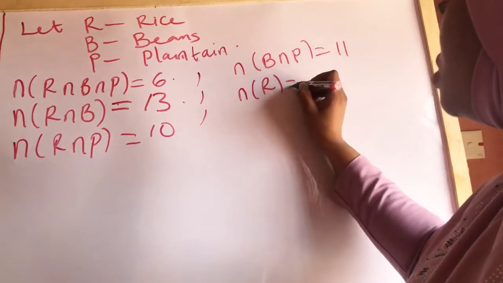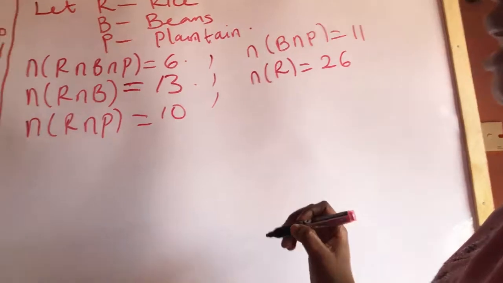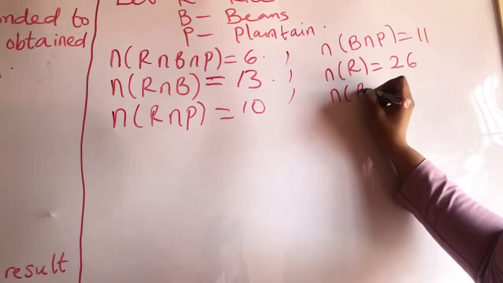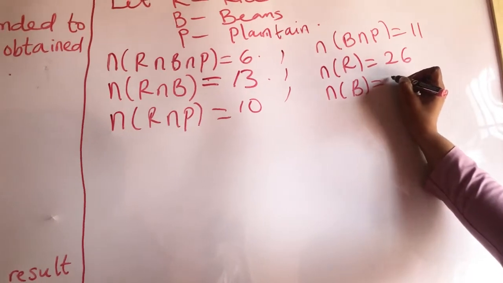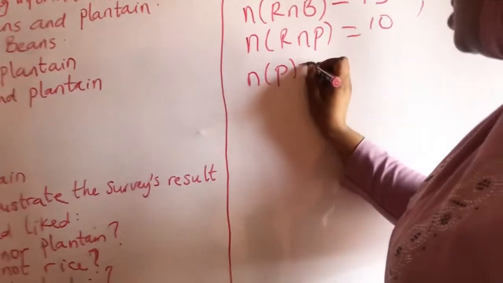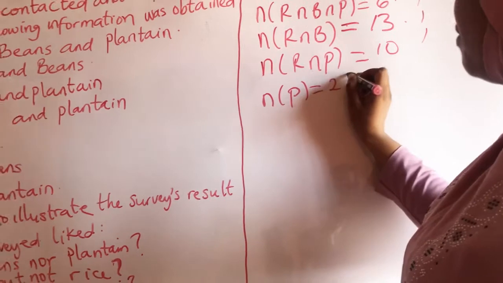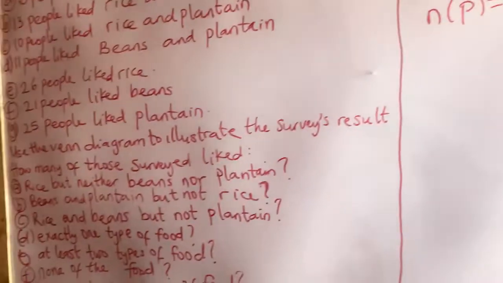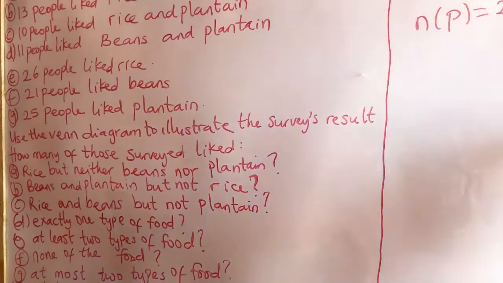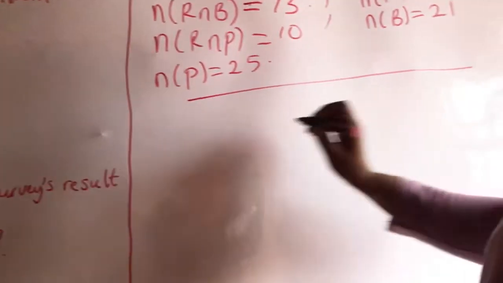26 people liked rice. So cardinality of R is equal to 26. 21 people liked beans. Cardinality of B is equal to 21. 25 people liked plantain. Cardinality of P is equal to 25. So use the Venn diagram to illustrate the survey's results. So let's draw the Venn diagram.